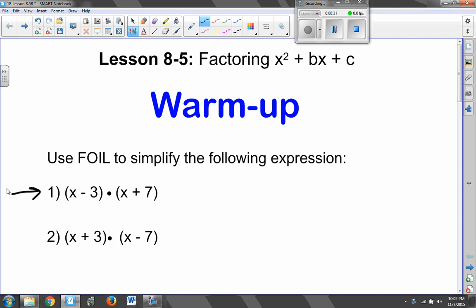Why don't you pause the video, take a look at these two warm-up problems, and then start the video again. We'll talk about what we should get when we FOIL these out. But just to refresh our memory, pause the video, take a look at those two, please.